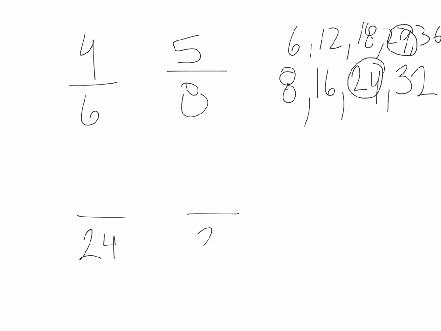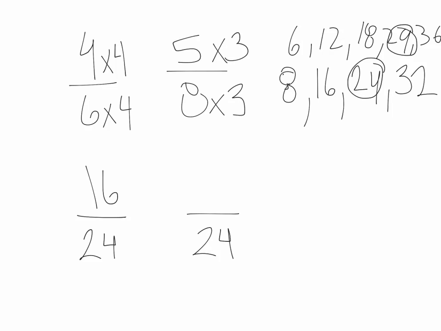So I'm going to change the denominator to 24. But again, what did I do to 6 to get to 24? Well, I multiplied by 4. So I have to do this exact same thing to its numerator. 4 times 4 is 16. What about 8? What did I do to 8 to get to 24? Well, I multiplied by 3. I have to do the exact same thing to the numerator, times 3. And so 5 times 3 is 15.